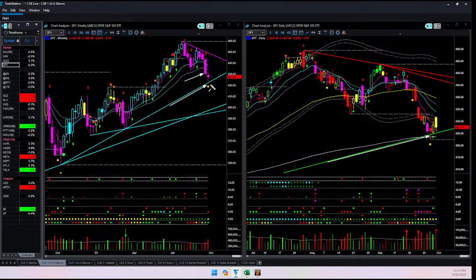SPY did exactly what I anticipated. It stopped right at the trend line support and went up from there. However, we don't have any buy signal yet as far as Q is concerned, as far as SPY is concerned. We don't have any buy signal yet. If price continues to go up from here, I'll be happy to buy.